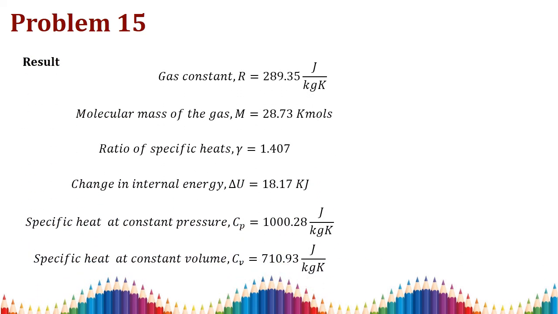So as a result, the gas constant R is equal to 289.35 joule per kilogram Kelvin, the molecular mass of the gas M is equal to 28.73 kilomoles, the ratio of the specific heats gamma is 1.407, the change in internal energy is 18.17 kilojoule, Cp is 1000.28 joule per kilogram Kelvin, and Cv is 710.93 joule per kilogram Kelvin.